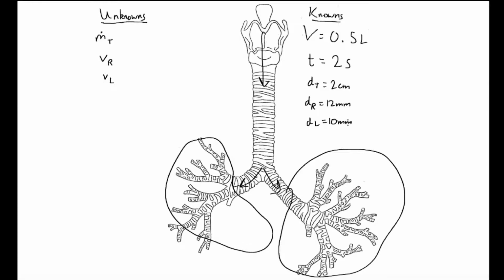The density of air at room temperature is 1.2 grams per liter. So here's our last known. Density of air at room temperature would be 1.2 grams per liter.